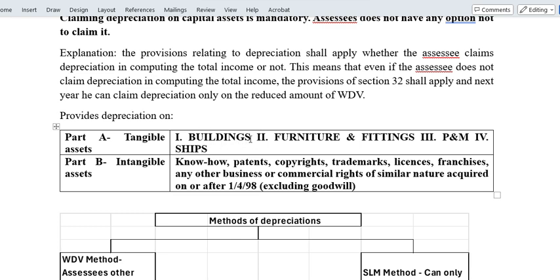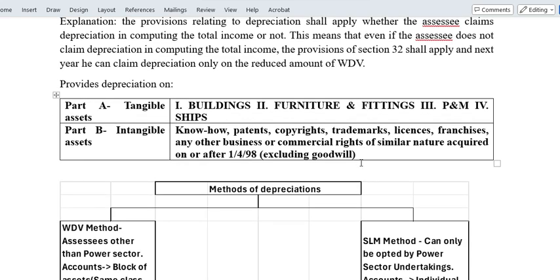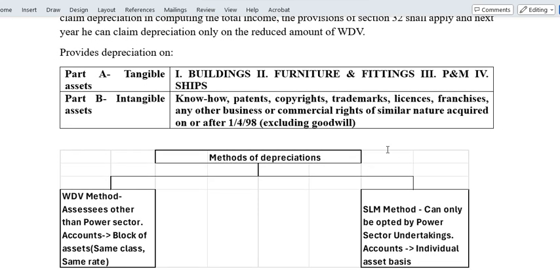Buildings have different classifications, which we will come to. So you can claim depreciation on buildings, furniture and fittings, plant and machinery, and ships. Ships include some other things also. For intangible assets, there are know-how, patents, copyrights, trademarks and all. But goodwill is not included; goodwill is excluded. It was there up to 2019, but from 1/4/2020 goodwill is removed from the list.